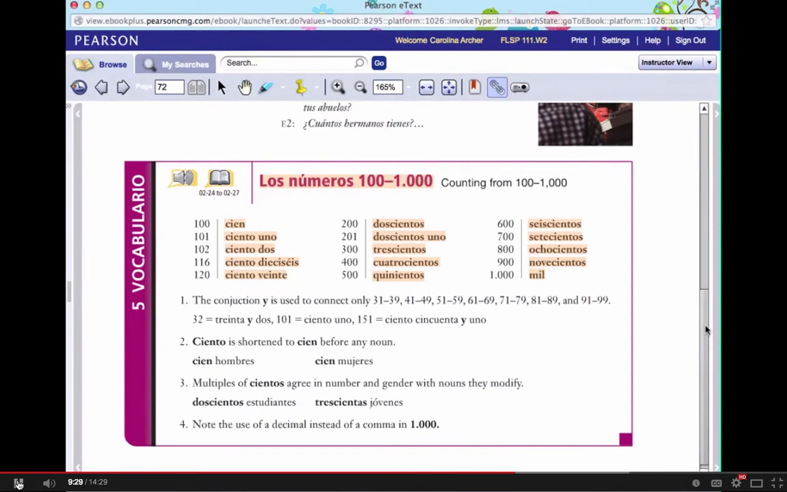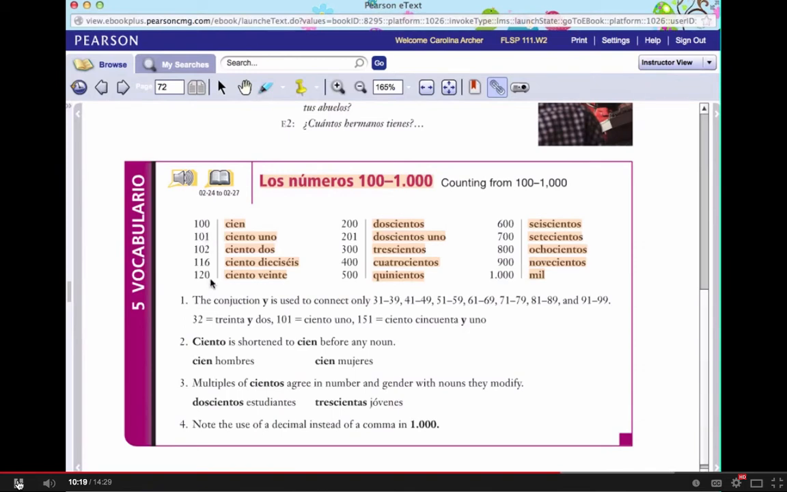Okay. So numbers from 100 to 1,000. We covered up to 100. When you go above 100, 101, 102, 116, the word cien has to become ciento. Just the number 100 is cien, but when you count above 100, it's going to be ciento uno, ciento dos, ciento tres, ciento cuatro, etc. All of the hundreds from 101 to 199 are going to be ciento. And you already know the numbers from 1 to 99.